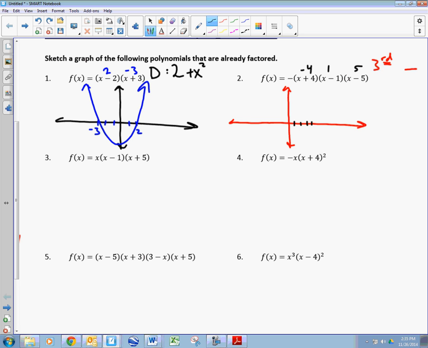So mark it out. It told me I start up. I'm going to go through negative 4, through 1, and through 5. Do we know how high or low to make the bumps? We don't. That's where calculus comes in. In calculus, we do find those spots.